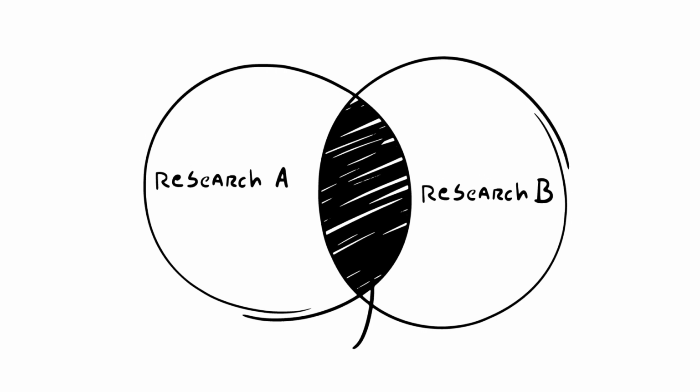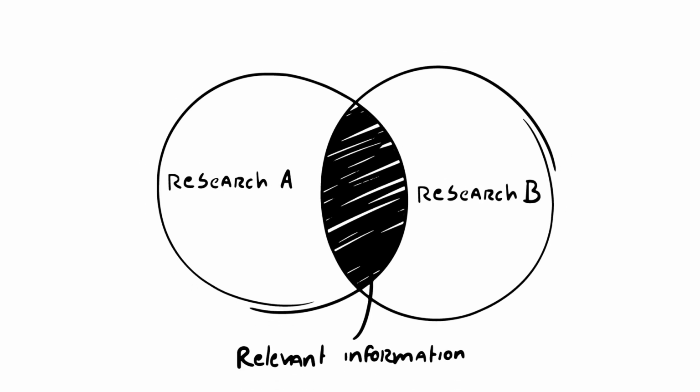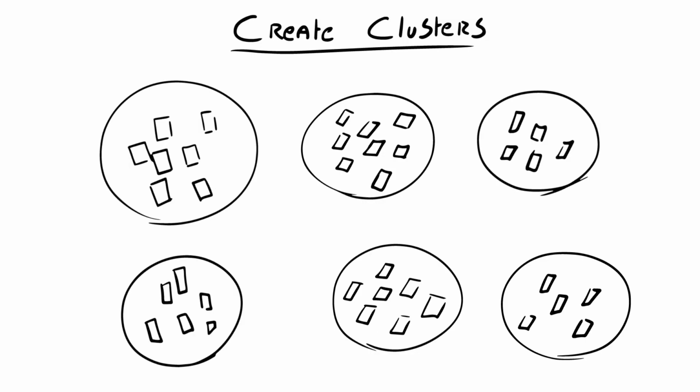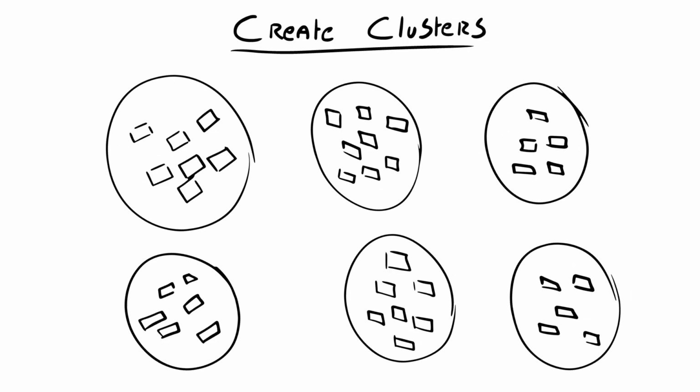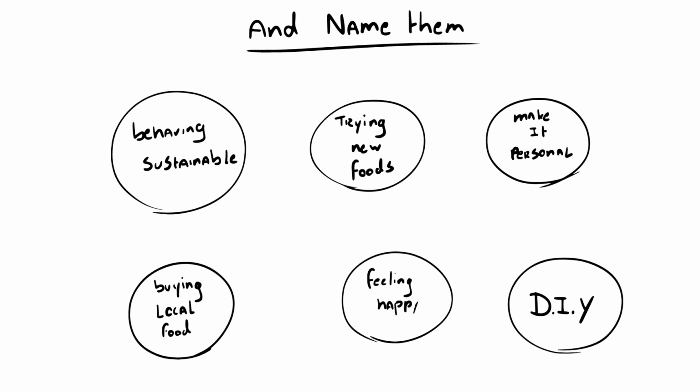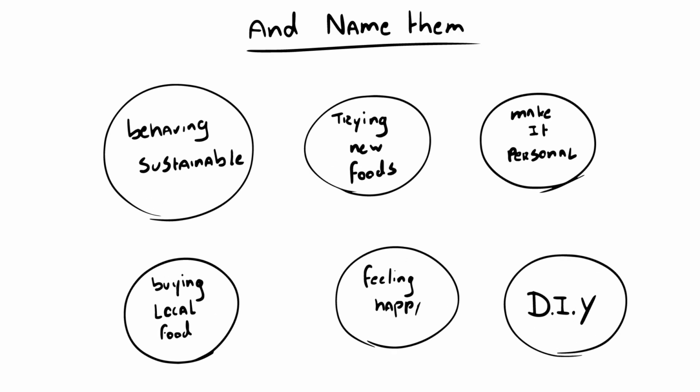Next to that, you also conduct benchmark research to find companies that have the same goal and what they are doing to achieve it. Then we combine the research and take the relevant information from the overlap of both research sources. In these overlap areas, you will find many clusters of information, which you will name as the last step for synthesizing your trends.